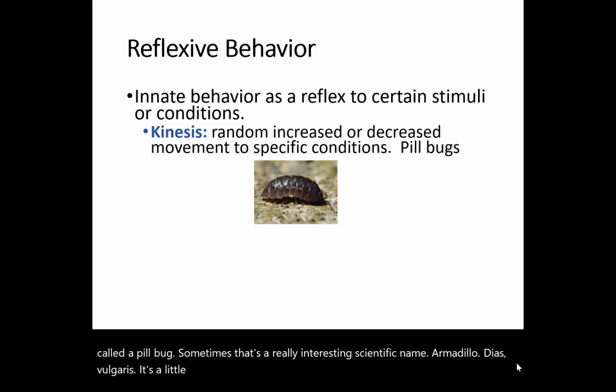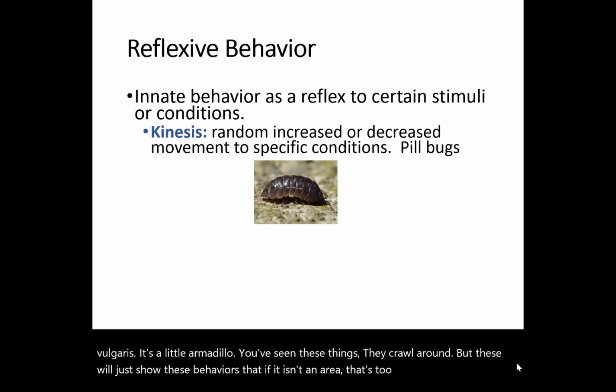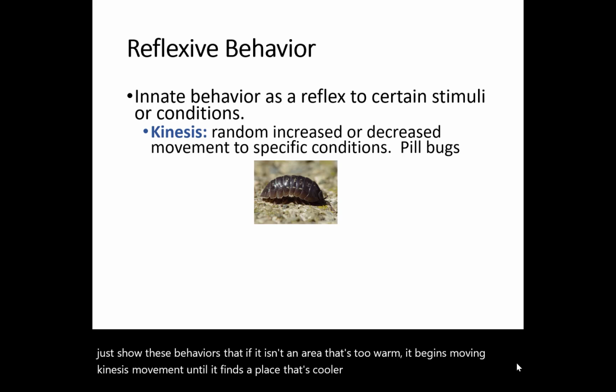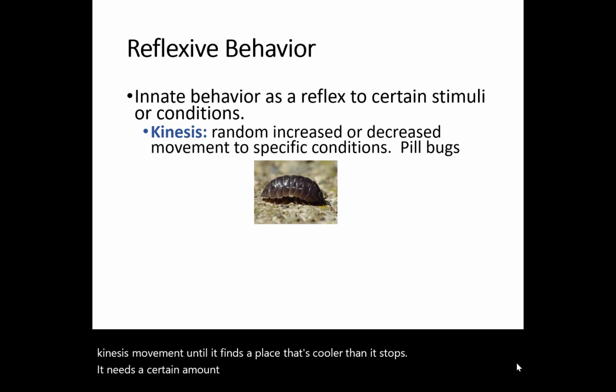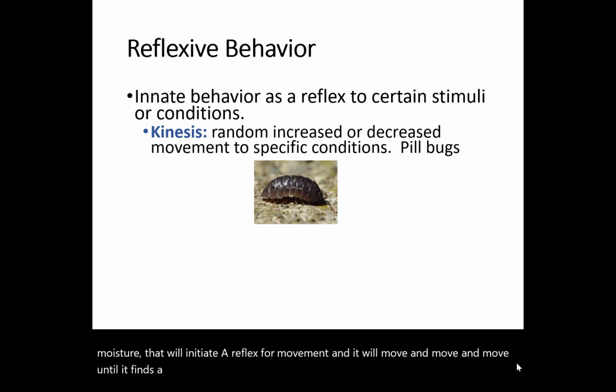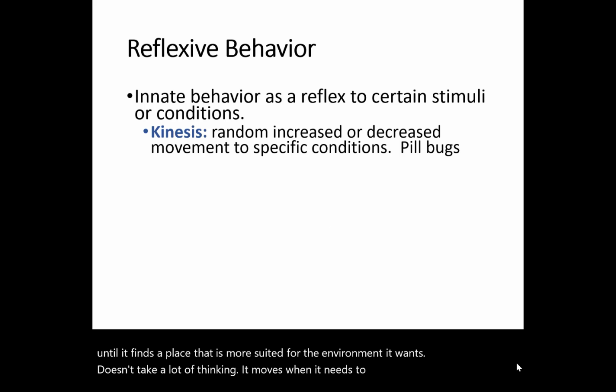You've seen these things, they crawl around. But these will show this behavior: if it is in an area that's too warm, it begins moving. Kinesis, movement, until it finds a place that's cooler, then it stops. It needs a certain amount of moisture. So if it's in an area that doesn't have enough moisture, that will initiate a reflex for movement. And it will move and move and move until it finds a place that is more suited for the environment it wants. Doesn't take a lot of thinking. It moves when it needs to and it stops when it's satisfied.